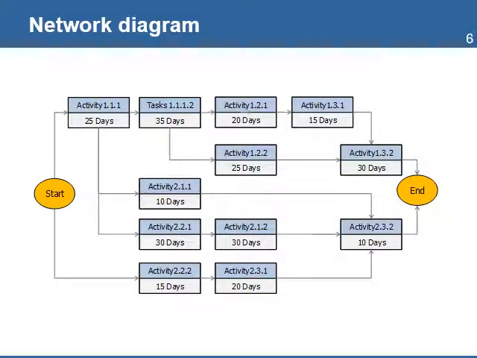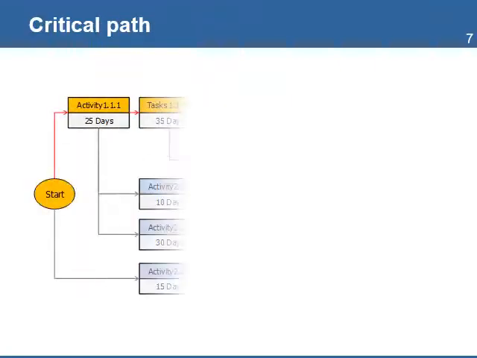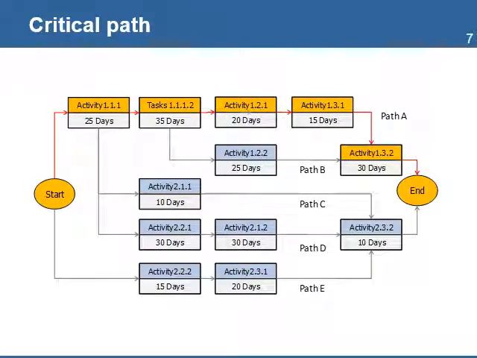All activities identified in the WBS should belong to a path. Each path will have a total duration, which is the sum of the duration of each activity in the path. Among these paths, the most important is the critical path. The critical path is the path in the network diagram with the longest total duration.